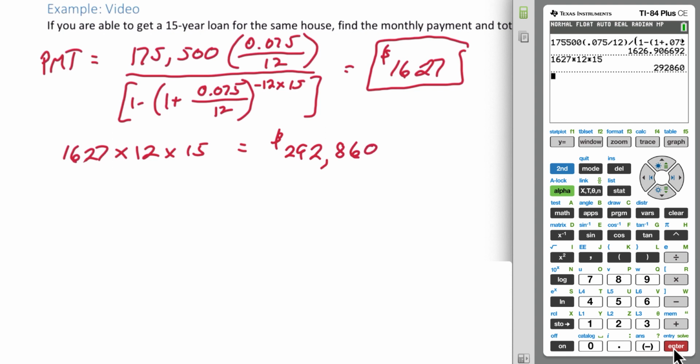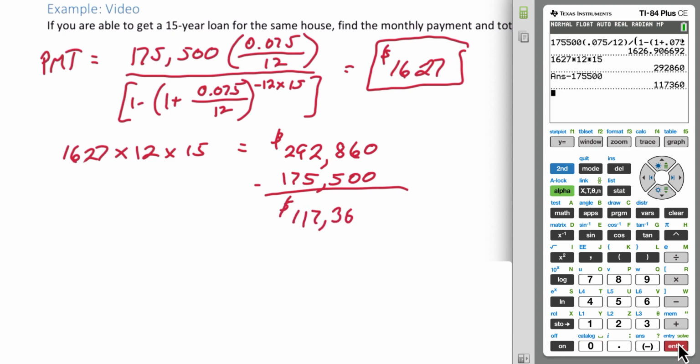To find the interest, we need to subtract the amount of the mortgage, $175,500. This gives us $117,360 in interest.